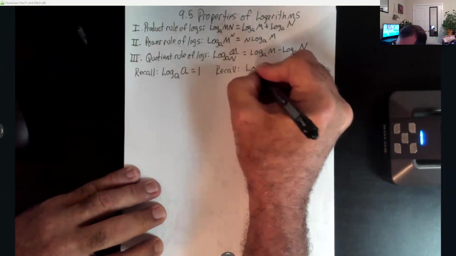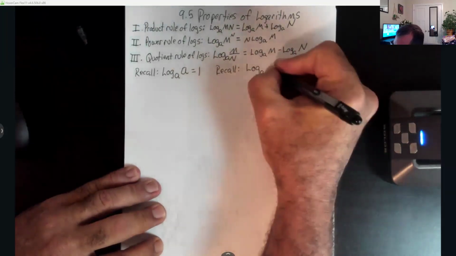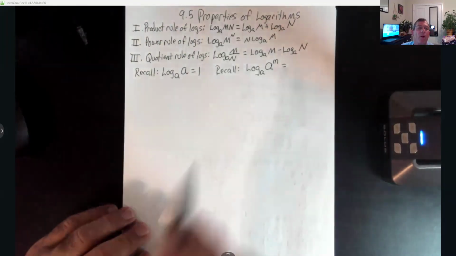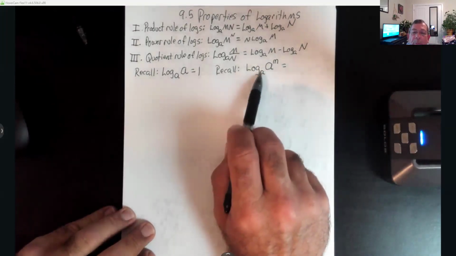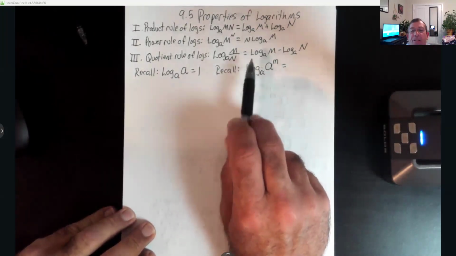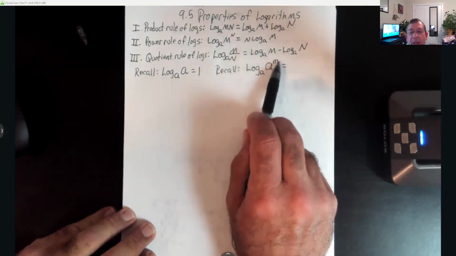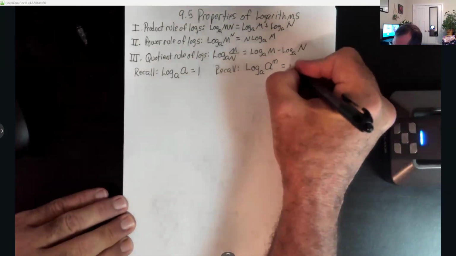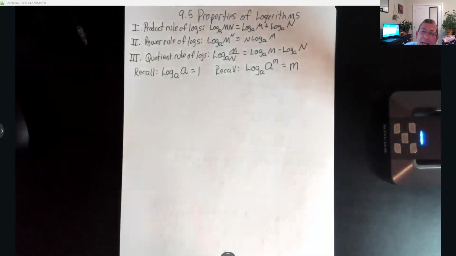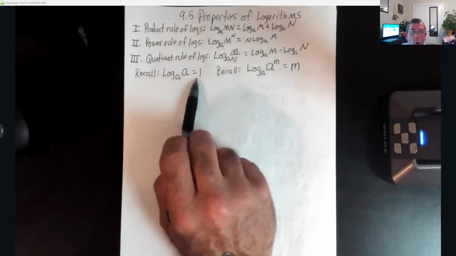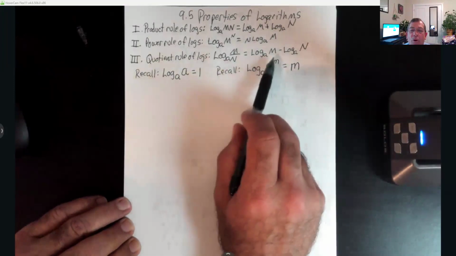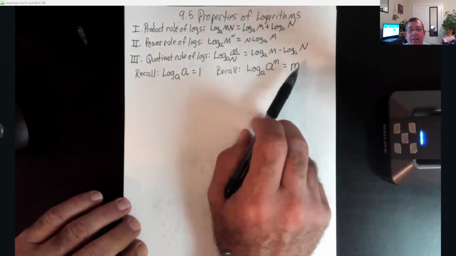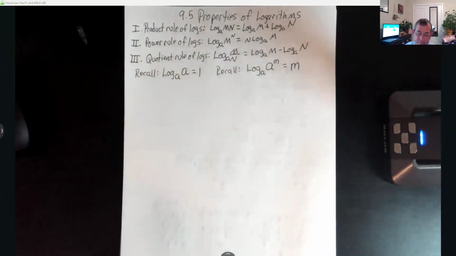What if I had log base A of A to the M? What did we say this equaled when the base of the log matched the base of the result raised to an exponent? Good job, y'all. It equals M, okay? It always equals the exponent because log base A of A equals 1. And if you're using that power rule, you bring the M down. So you have M times 1, basically, which is M, okay?